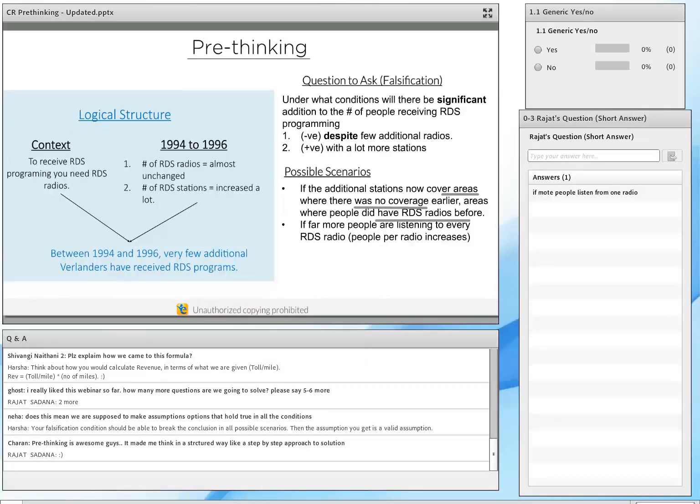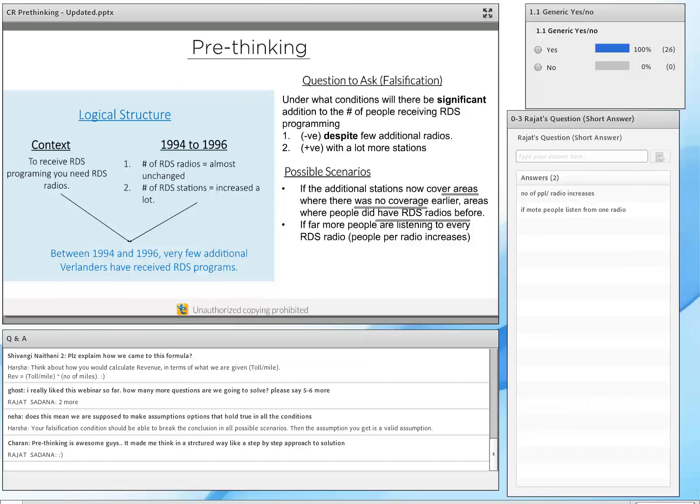You guys can see how either one of these conditions can break down my conclusion. All right, and you guys came up with both of them. So even people who are doing this for the first time can come up with these, if you understand the argument. So what are my assumptions? New stations don't increase the coverage, okay? And the second is people per radio remain about the same.